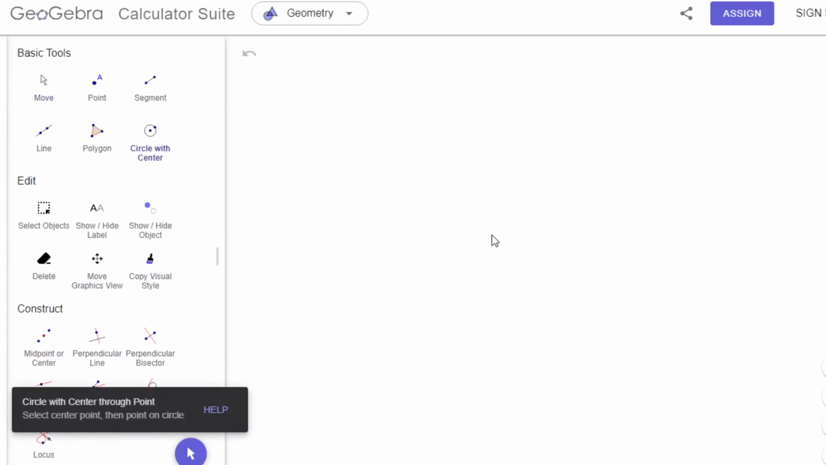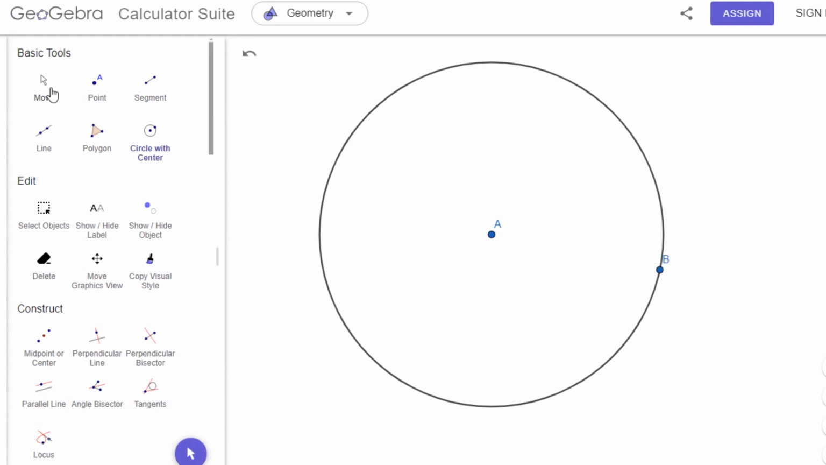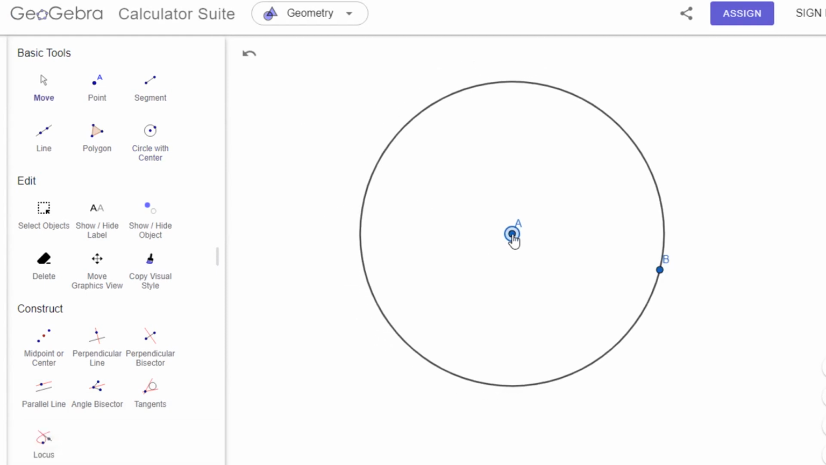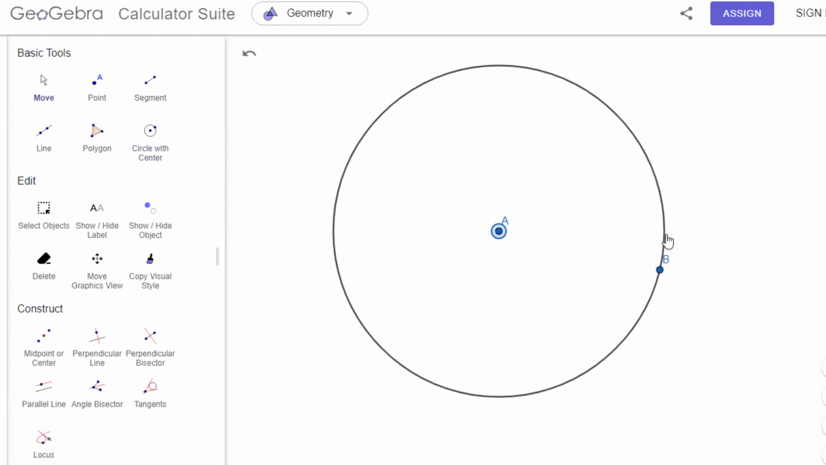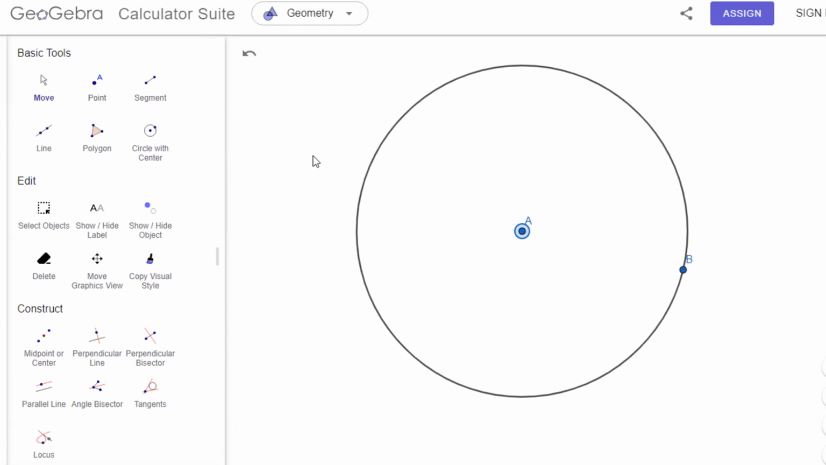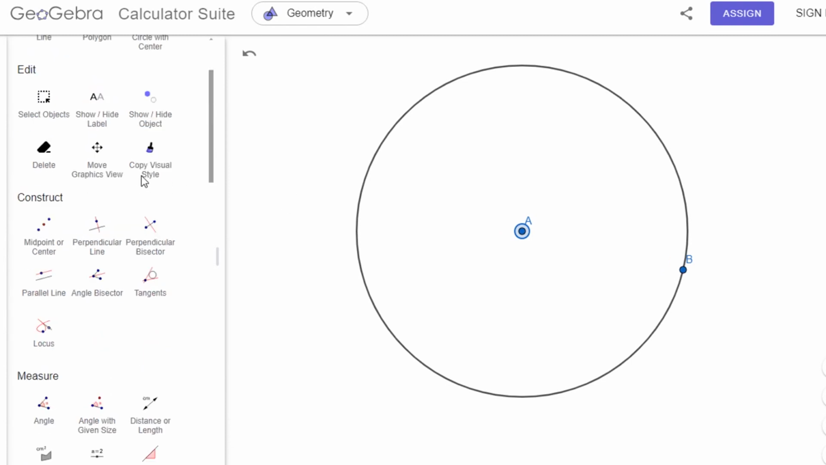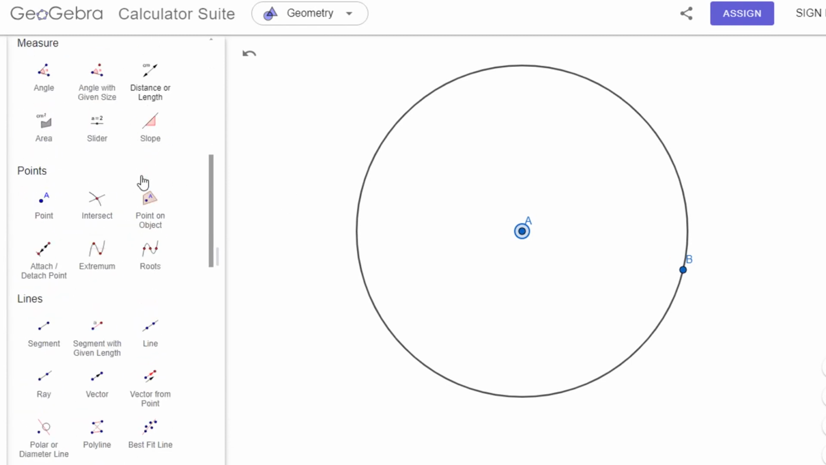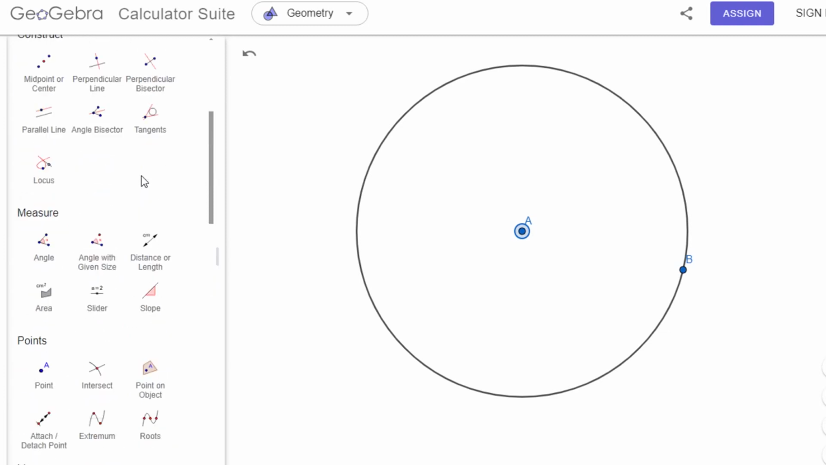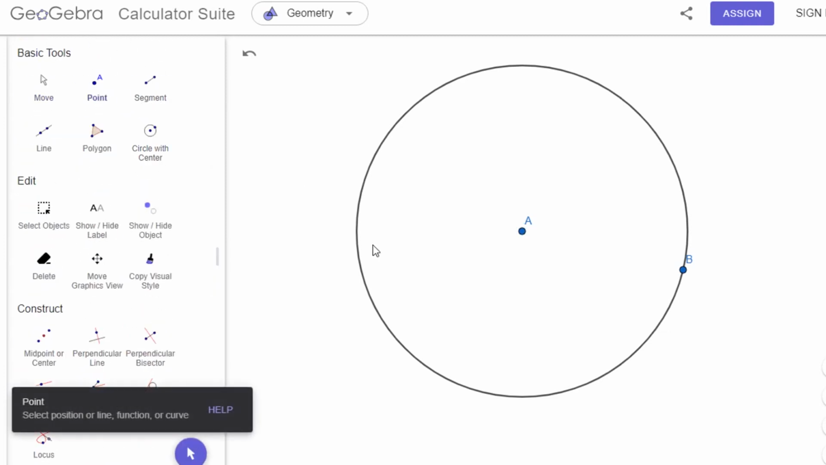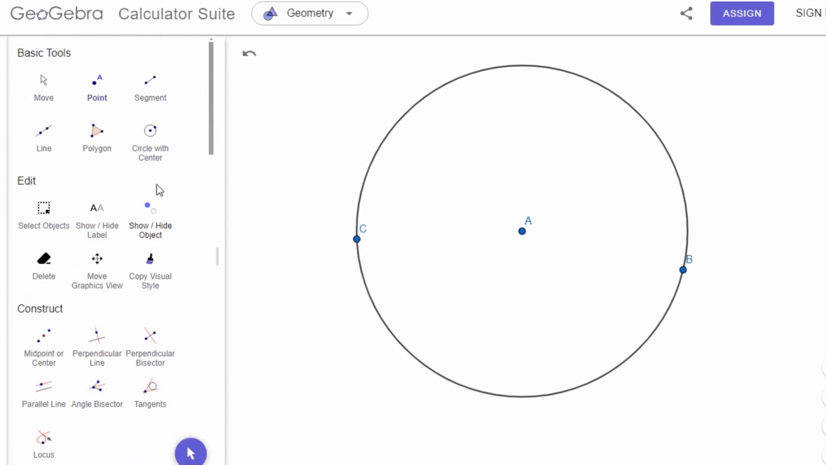We need a circle, obviously, because this is a circle theorems playlist. This is our circle. So now we need a tangent. Let us add a tangent to this circle. Remember, a tangent is a line that only touches a circle at one point. So let us add, first of all, just a point like so, point C.